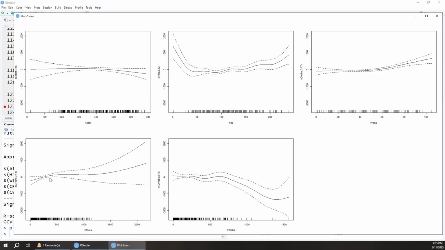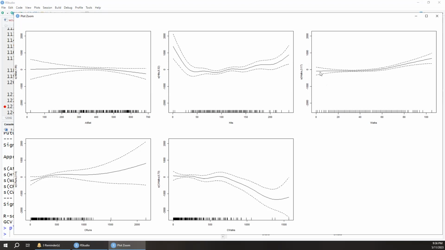In this case, for a non-linear specification, where we're using splines, you can't describe that in one number anymore, but you can show it in a plot. And in fact, that's exactly what this is showing: the change in salary across the number of at-bats, across the number of hits, across the number of walks, and so on, right? So, the more often you hit the ball, generally, the higher your salary is on average. The more walks you have, the higher your salary is on average, and it changes in this shape.